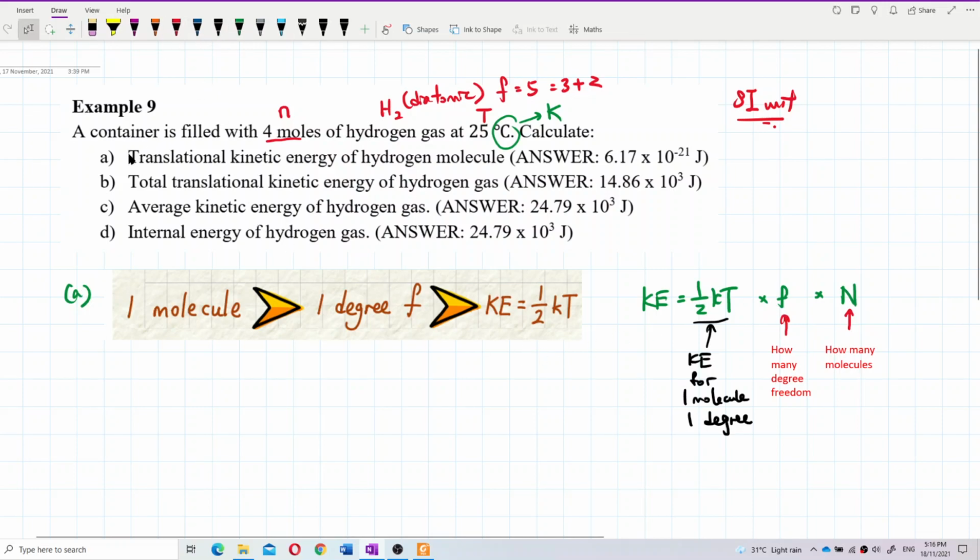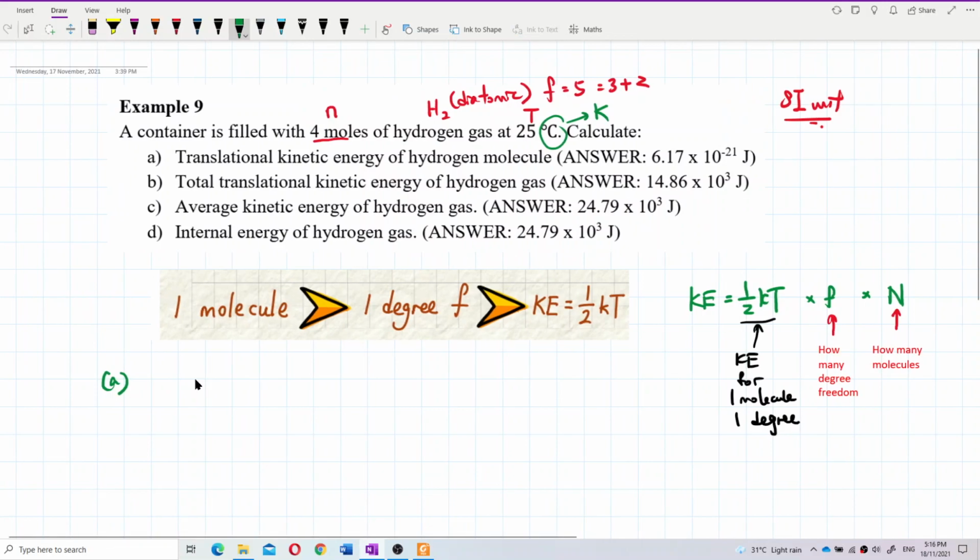Okay, so go back to Question A. That is the concept just now. Now question A. He wants the translational. That means the degrees of freedom are limited to 3, because translational is XYZ. It's not rotational. It's translational, so it's only 3 degrees of freedom.